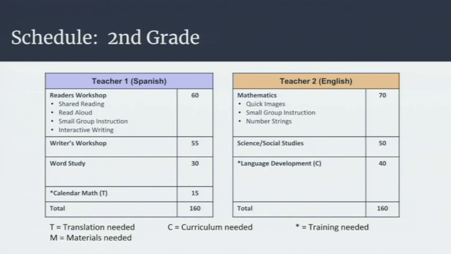Second grade is very similar to the kindergarten and first grade program. The only difference comes with the time allotments. For kindergarten and first grade, social studies and science is allotted 40 minutes with language development comprising 50 minutes. This flip-flops in second grade, as students will have gained the skills necessary to begin reading more independently in the content areas.